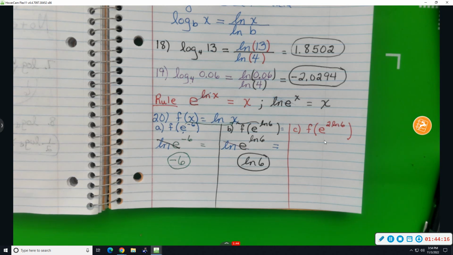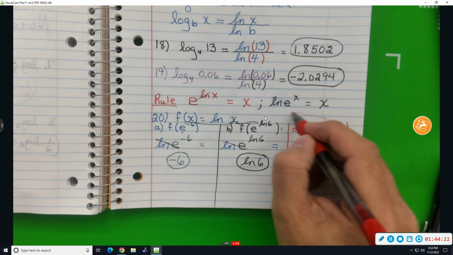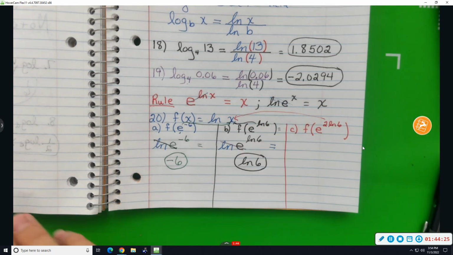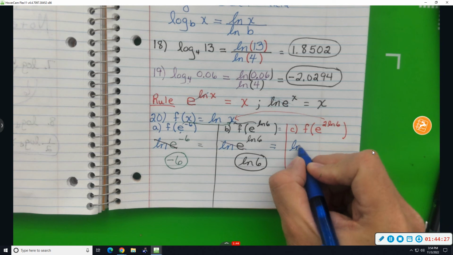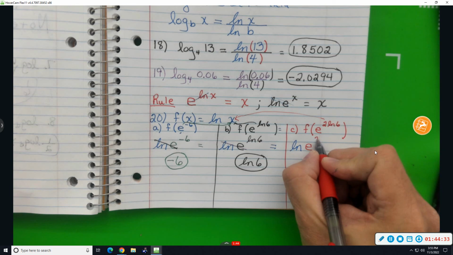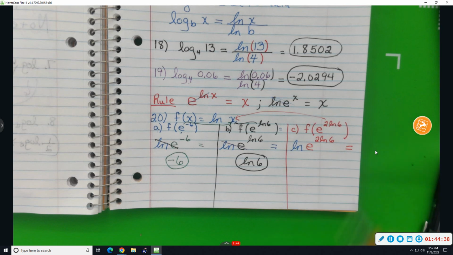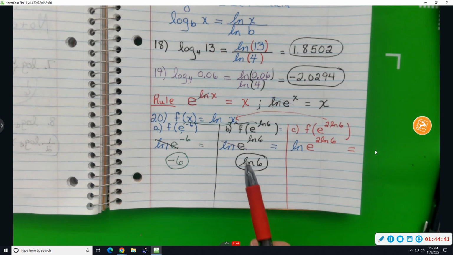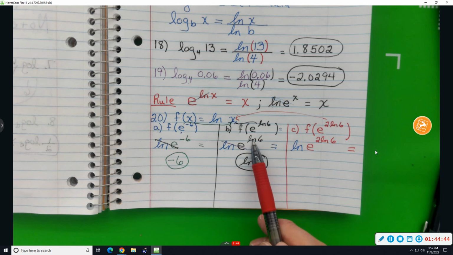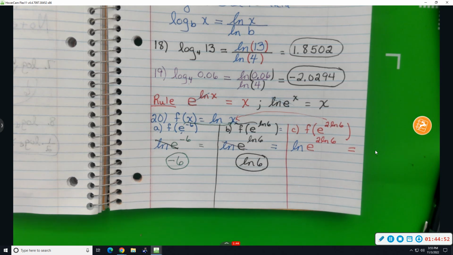Part C. We're going to go to that ln x, and we're going to replace the x with that red e to the 2 ln 6. So we have a blue ln, then I'll write the red e to the 2 ln 6. On the previous problem, you had a choice. You could cancel the black e and the black ln, or you could cancel the blue ln and the black e. You'd still get the same answer. Here, there's only one way to cancel. What is it?